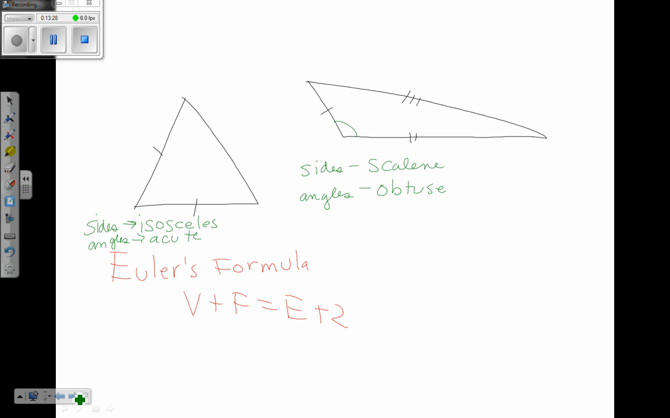All right, you also are going to need to know Euler's formula, V plus F equals E plus 2. For instance, if I give you that the number of vertices is 10 and the number of edges is 15, how many faces are we going to have? Well, we need to do a math problem. 10 plus F equals 17. So F will equal 17 minus 10, so the number of faces is 7.